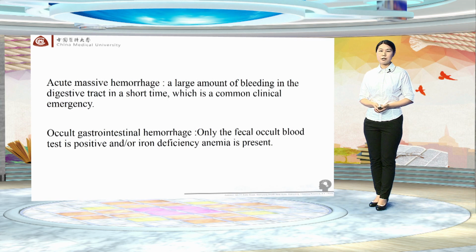The second concept is occult gastrointestinal hemorrhage. If the amount of bleeding is small, the color change of the stool cannot be observed by the naked eye. Only the fecal occult blood test is positive and/or iron deficiency anemia is present, which is called occult gastrointestinal hemorrhage.